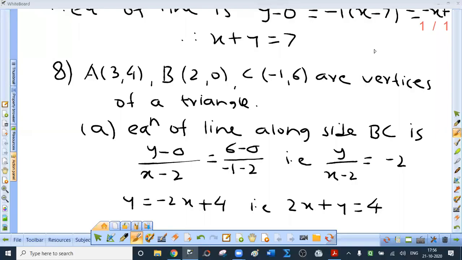Sum number 8. The vertices of a triangle are A (3, 4), B (2, 0) and C (-1, 6). Find the equations of the lines containing (a) side BC, (b) median AD, (c) the midpoints of the sides AB and BC. Okay. The first part is simple. By the 2-point form, what is the equation of the line along side BC? Use the 2-point form. You should get 2x plus y equal to 4.